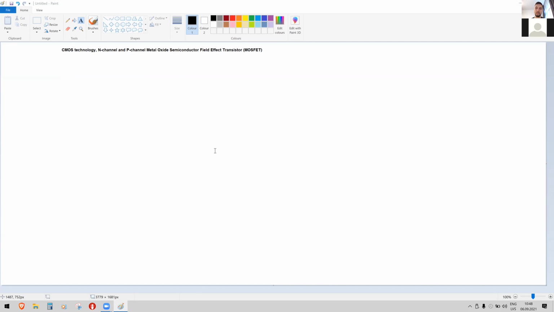Okay. Good. Then you will learn something new today. From what you write in the chat, I assume that nobody knows what this metal oxide semiconductor field effect transistor is. So we'll study it now.